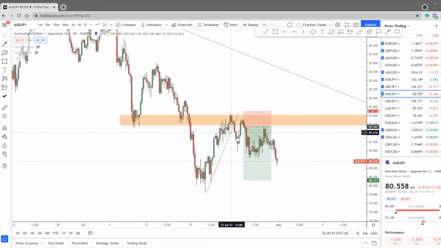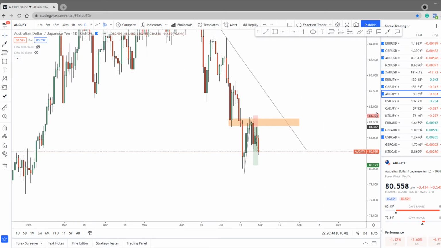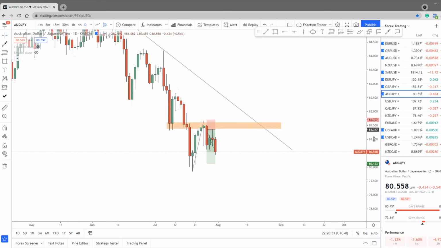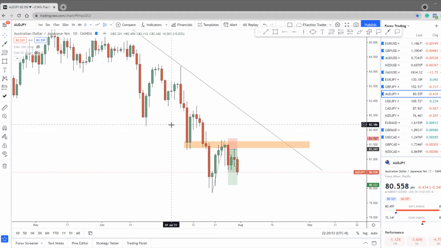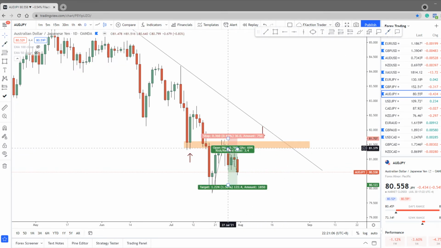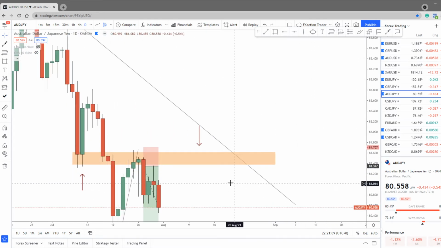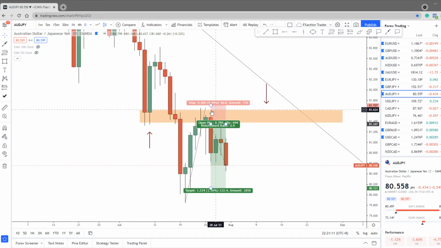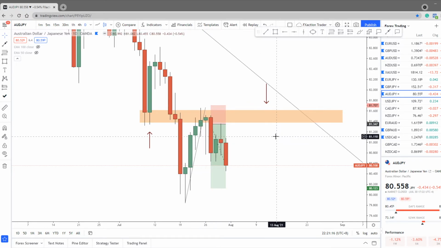I'm currently in a short trade on this Aussie yen. Back to the daily chart. On the daily, we can see that the market has been continuously doing lower low and lower high, lower low, lower high, and this support zone has now become a strong resistance zone. On the 27th of July, the market rejected from this resistance zone with very strong bearish momentum, and this formed a bearish engulfing candlestick on the daily time frame.